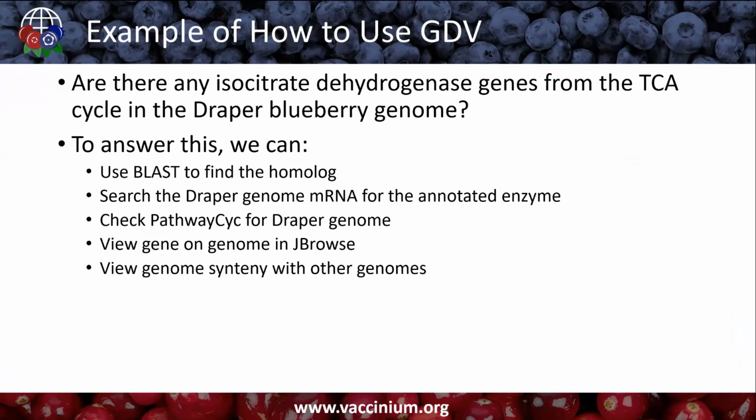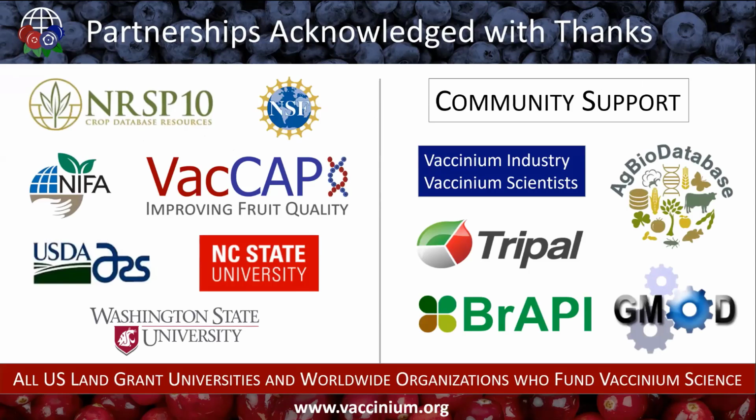All right, so that was a convoluted, complex example of how to use the genome tools. But we did prove that there is an isocitrate dehydrogenase gene. There are several of them in Draper, and we do have homologs in other genomes. All right, so I'll take questions if there are any.